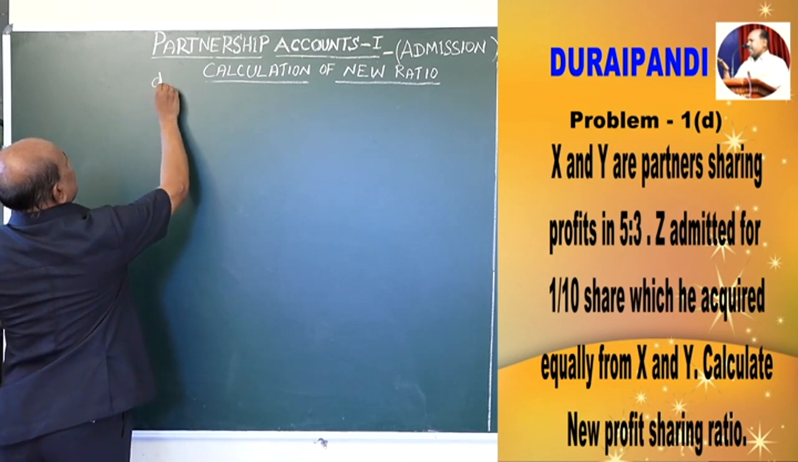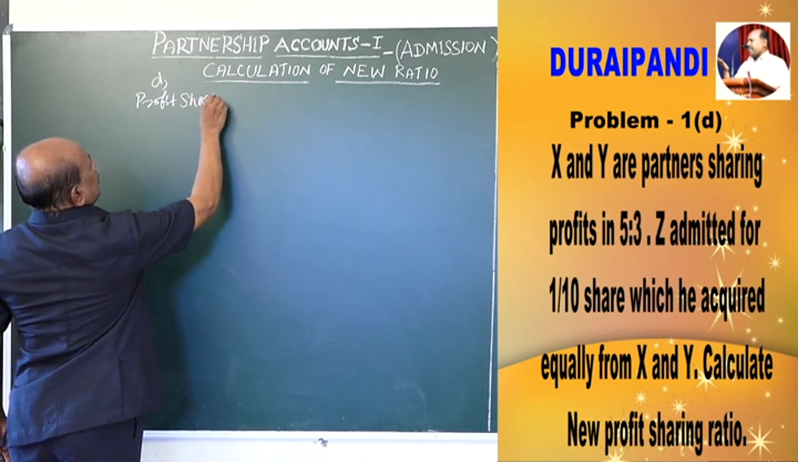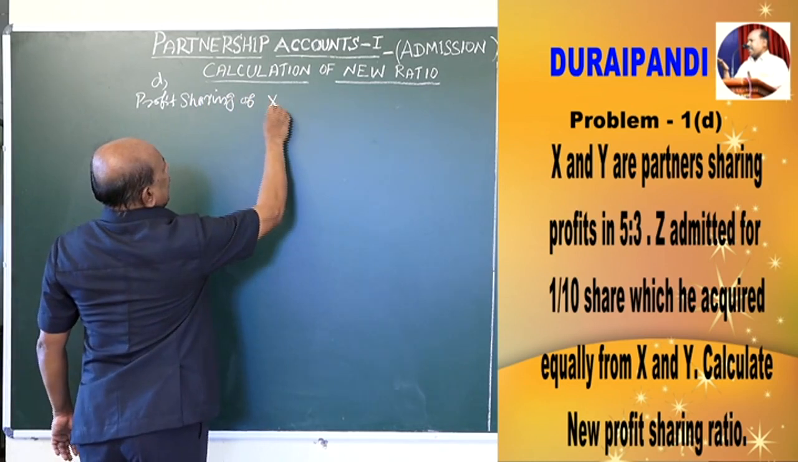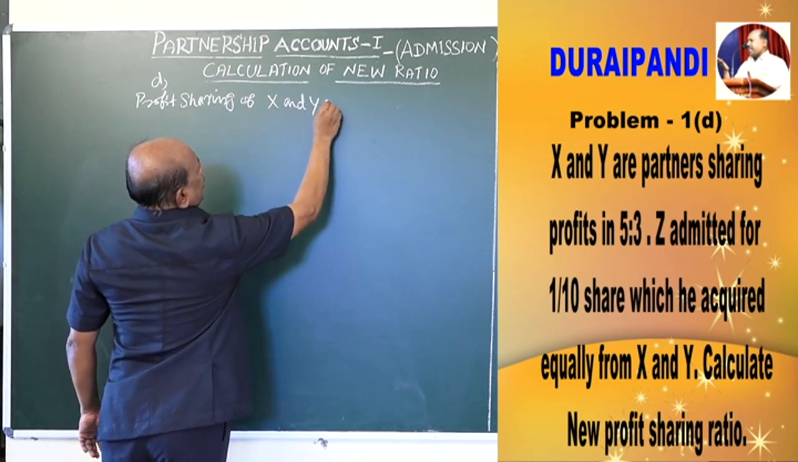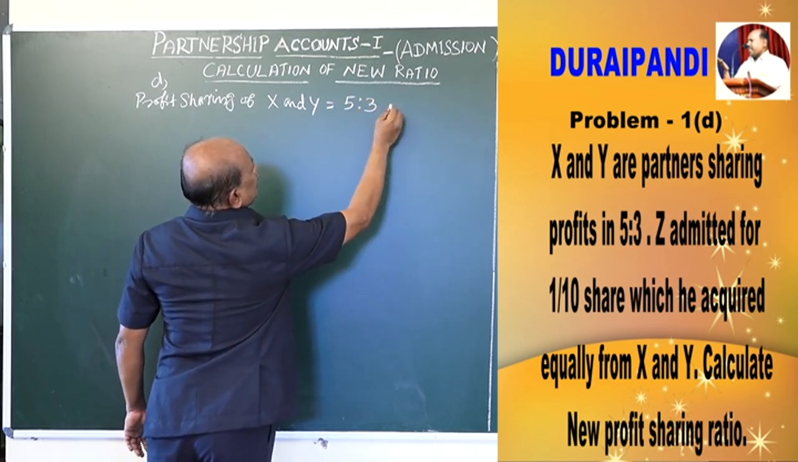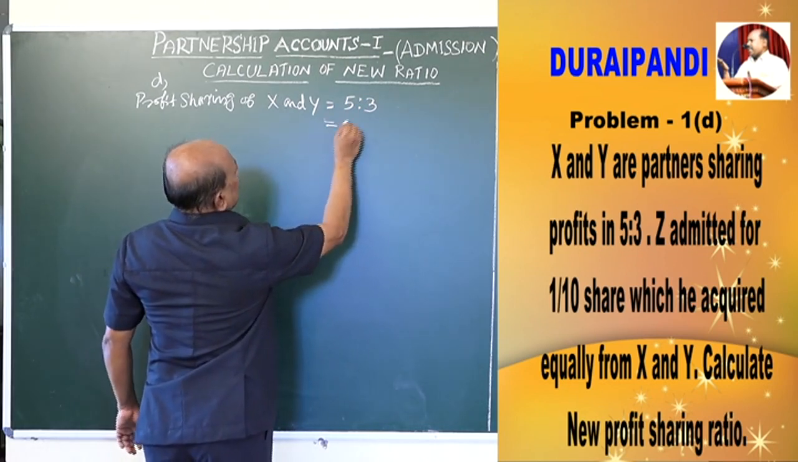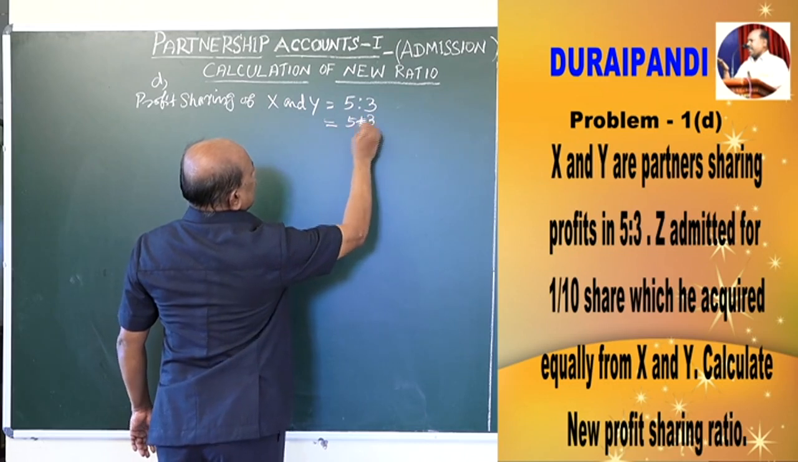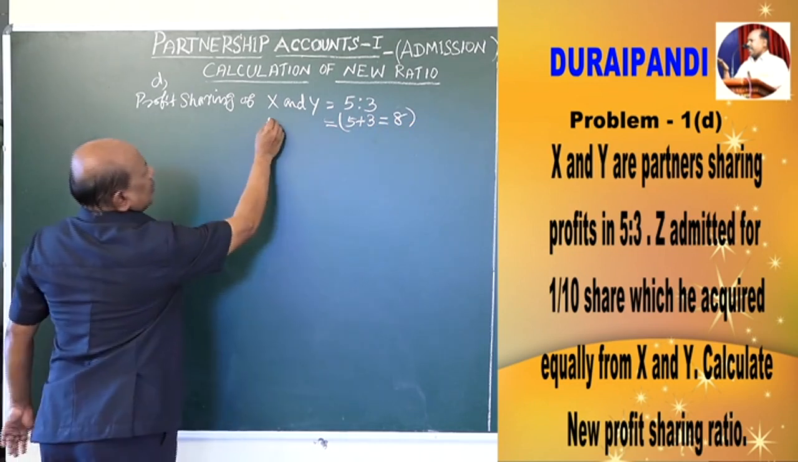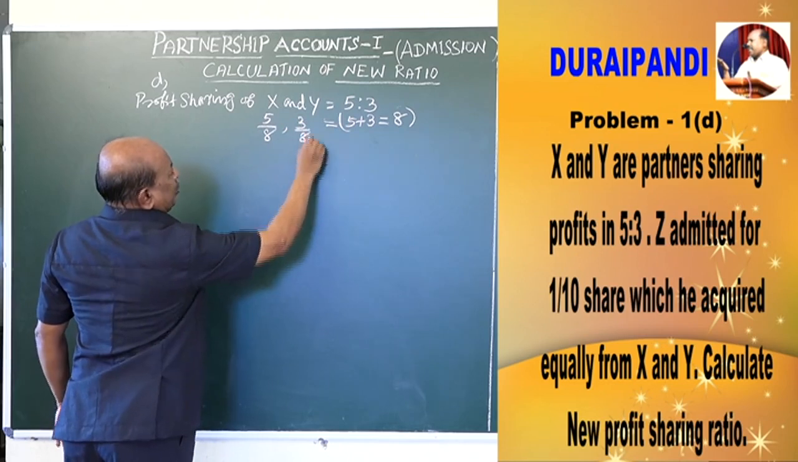Profit sharing of X and Y equal to 5:3. That is equal to 5 plus 3 equal to 8. Here 5 by 8 for X, 3 by 8 for Y.